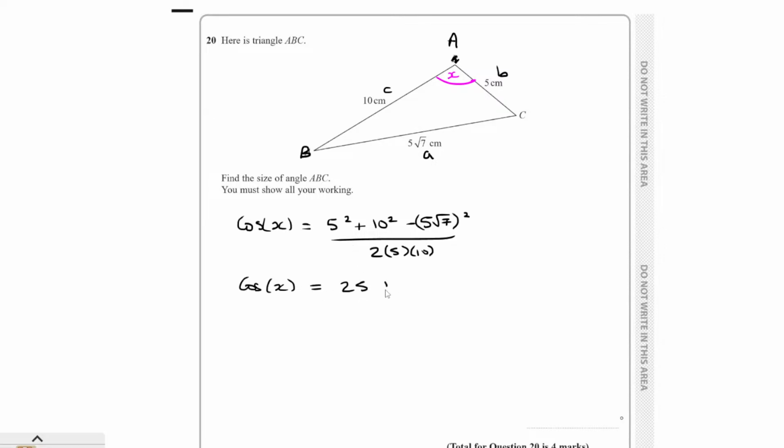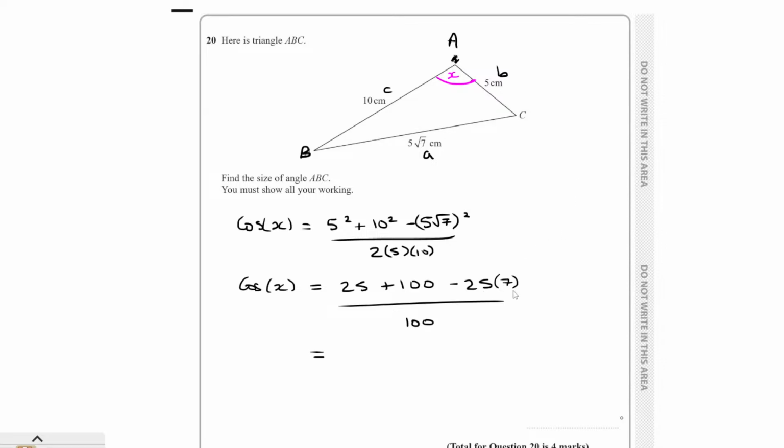We get 25 plus 100, and then minus, we're squaring both, basically square these separately, so that's obviously 25, and then root 7 squared is obviously either root 49, which becomes 7, or just straight away 7, over 2 times 5 is 10, times 10 is 100. And then we'll simplify the numerator. So we get 125, and then 7 times 25.